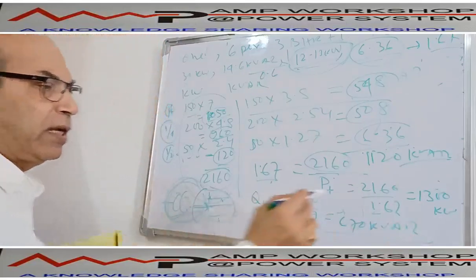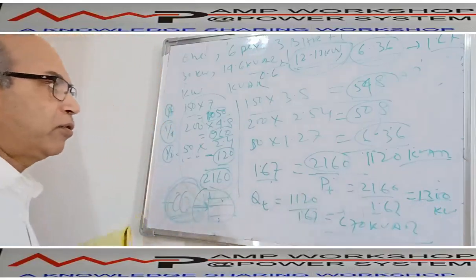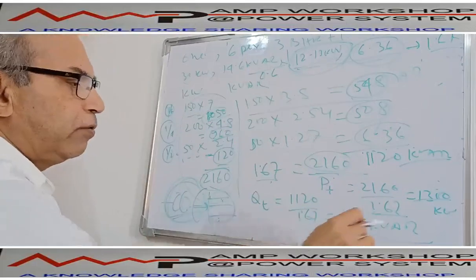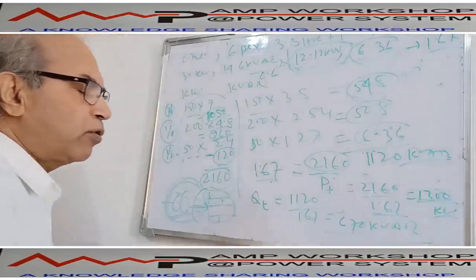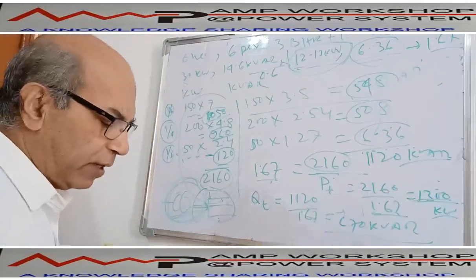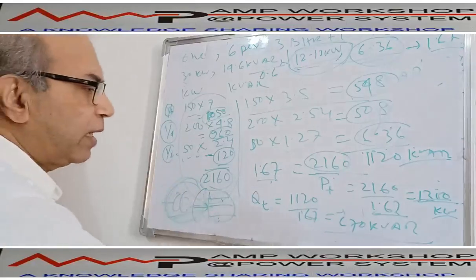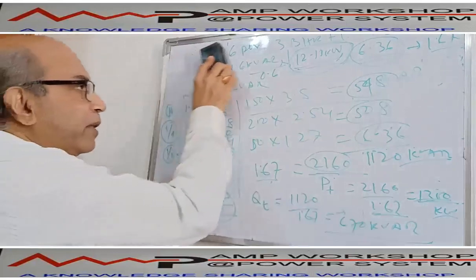Kilowatt-wise, I need 1300 kilowatt for the total system. If we consider a diversity factor of 1.67, then we need 1300 kilowatt as the total active power, and 670 kVAR is your reactive power. Now from this we can calculate what the size of the transformer will be.